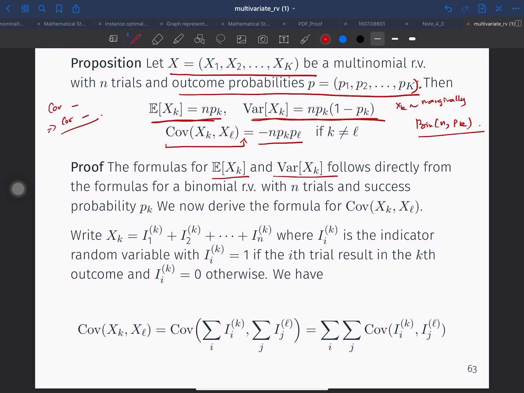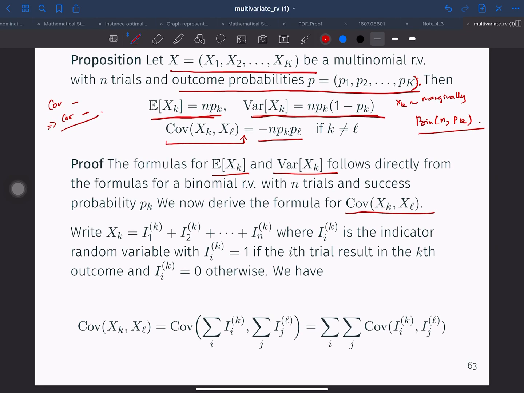The expected value and the variance follow directly from the binomial. So we can now derive the formula for the covariance, and once again, we use the linear combination of indicators. For the kth outcome, we can think of it as a sum of indicator random variables, where I_ik, with little i and k, is the indicator random variable that is equal to 1 if the ith trial results in the kth outcome, and 0 otherwise. So it's the indicator that says: at the ith trial, is my outcome k? If yes, that's 1. If my outcome is not k, then that will be 0.